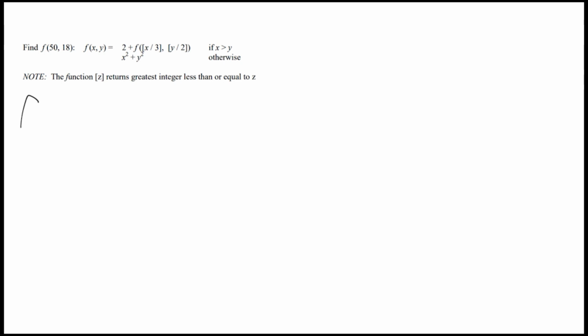So let's try and solve for f of 50, 18. All right, well, clearly 50 is greater than 18, so we'll need to do this first condition. 50 over 3 is 16 point something, and so we're going to round down, so we'll call it f of 16, and then 9, sorry. 18 over 2, well, that's 9, so we know that this will be f of 16, 9, and then we can't forget the plus 2 either.